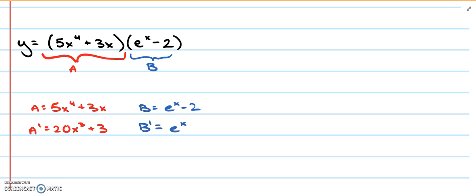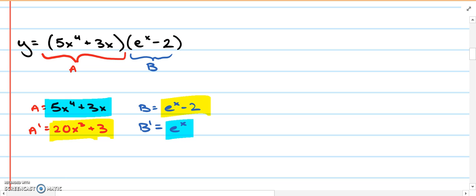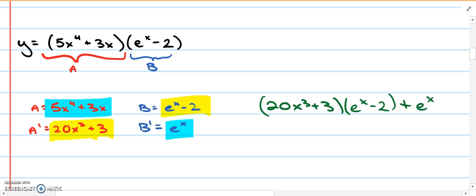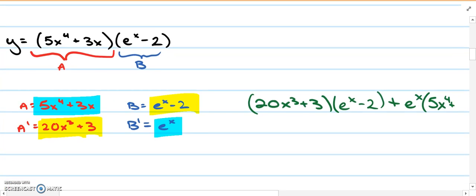Now that you have an A prime and a B prime and an A, we can put those two different pieces together. And remember, you always want to put something together using parentheses because it represents multiplication. Your final answer for this particular problem: A prime, 20x to the third plus 3, times B, which is e to the x minus 2, plus B prime, e to the x, and A, 5x to the fourth plus 3x.